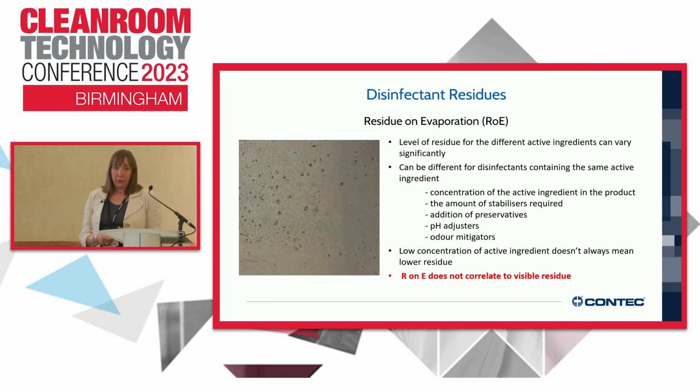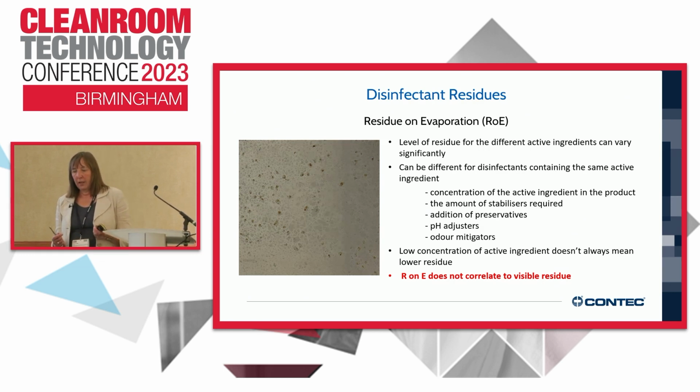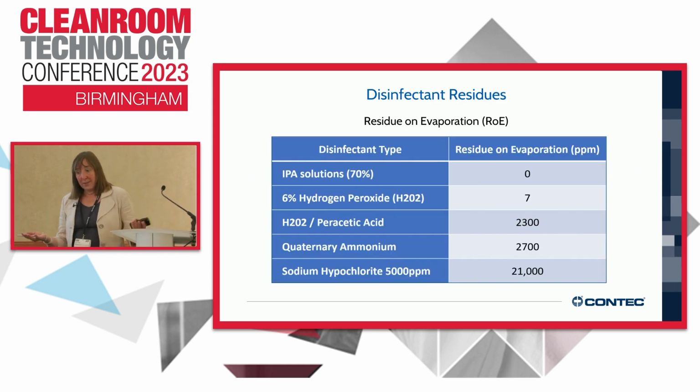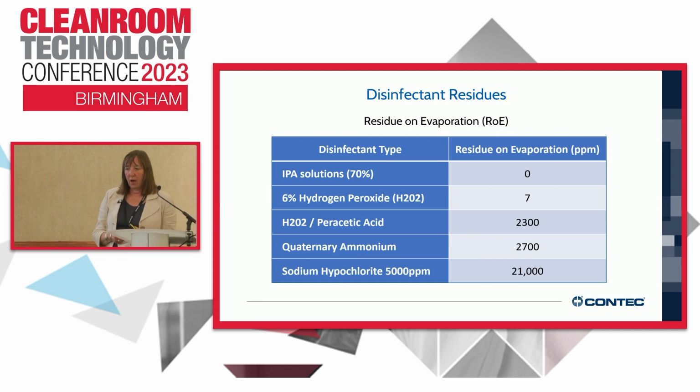So residue on evaporation can be a useful tool. So you can see how much residue you are going to get from your disinfectant. And it varies on the concentration of the product, the number of stabilizers you've got in it, and other additives that might be in there. And just because it's a low concentration of active ingredient doesn't mean it's a lower residue if it's got lots of other additives in it to stabilize it. So here are some examples of residue on evaporation. You can see that IPA and hydrogen peroxide are very low. And then as you go through, things like quaternary ammonium and hypochlorites, they get higher.